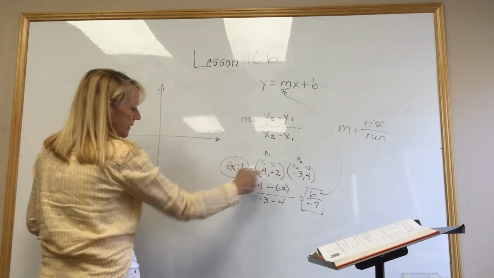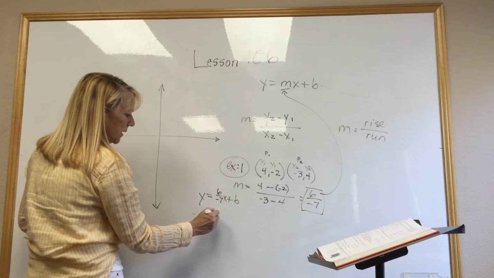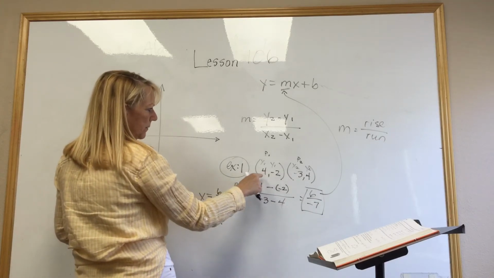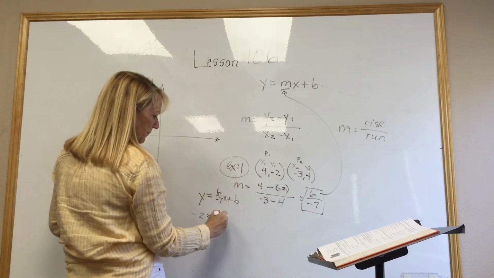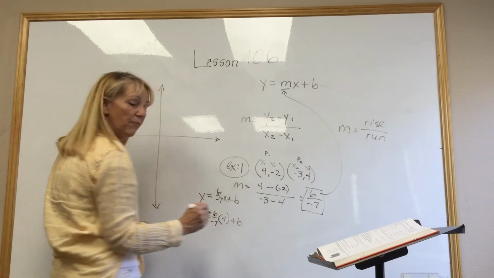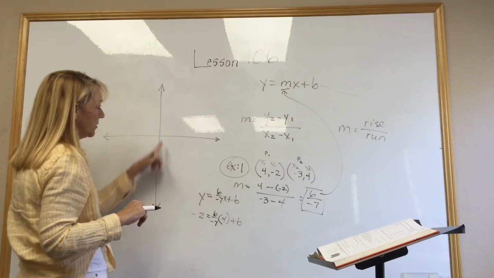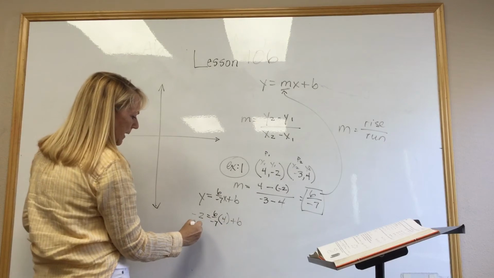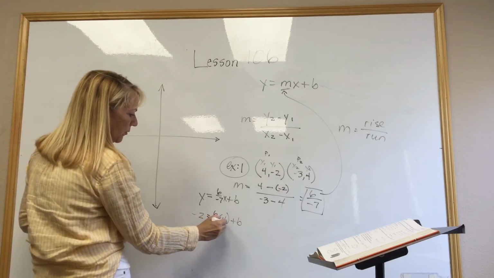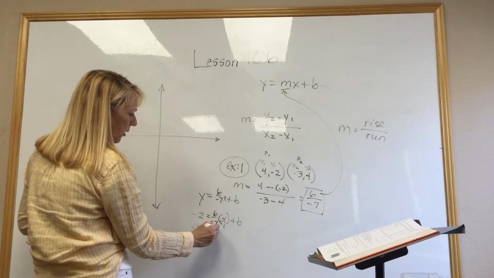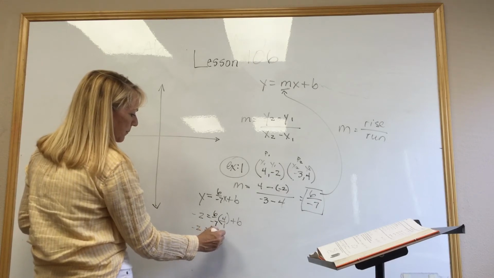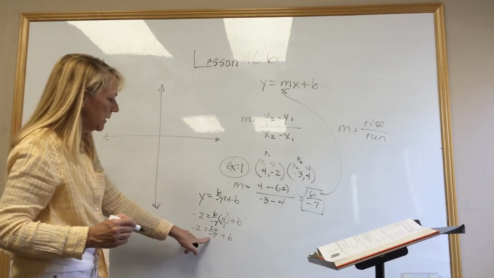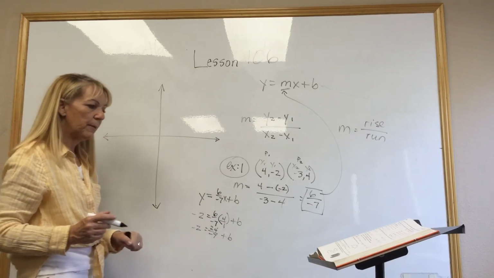So my y is -2 equals 6 over -7 times, what is my x? My x is 4, plus b. I'm solving for b because I need to know where it's going to cross the y-axis. So I need to multiply this out. -2 equals, that's over 1, so that would be 24 over -7 plus b. Now, when you do it like this, what do you do to get this over here? Do you remember?